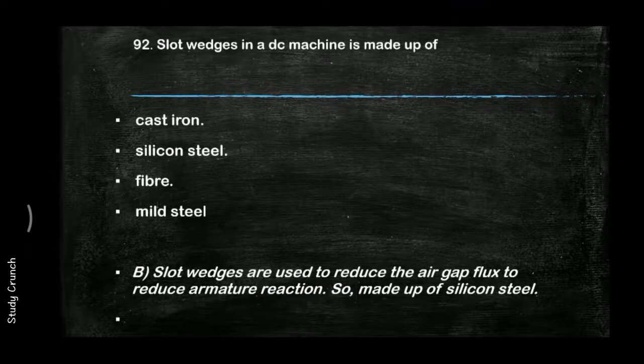Next, slot wedges in a DC machine is made up of, so the answer is it is made up of silicon steel. We know that it is used to reduce the air gap flux to reduce the armature reaction. So they are made of silicon steel.